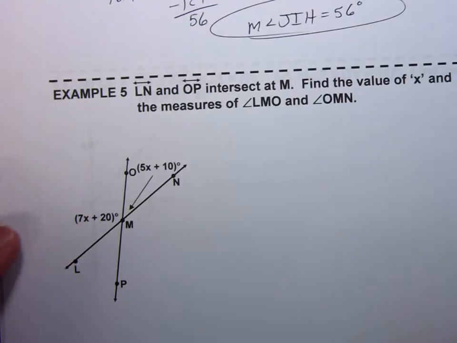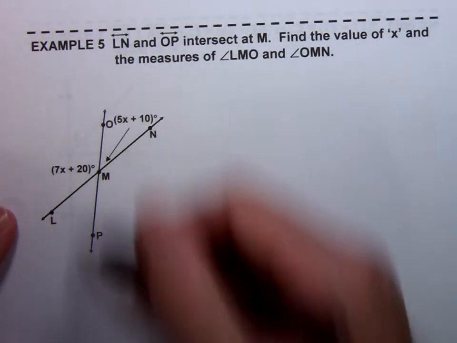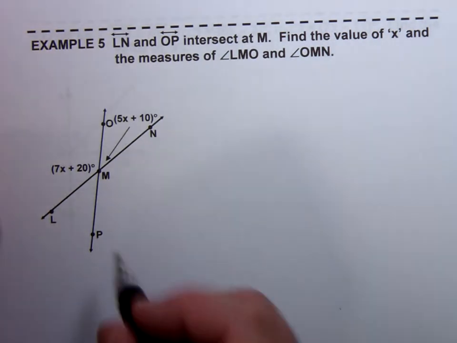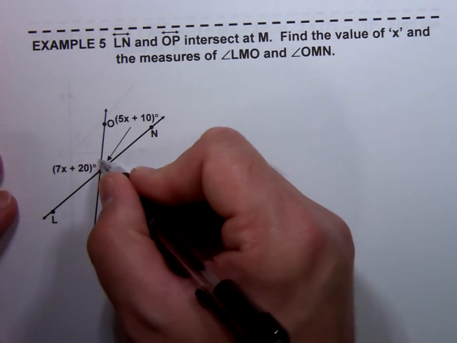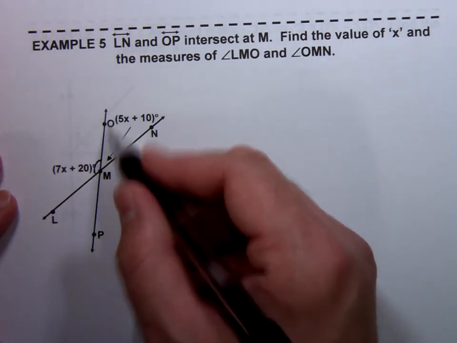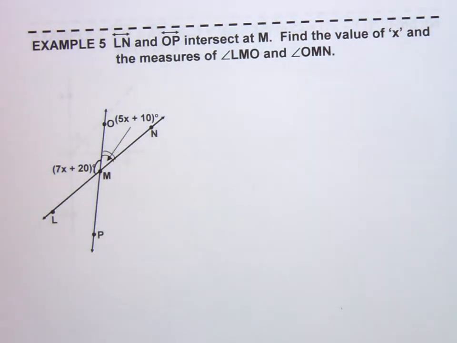Okay, example 5. Line LN and OP intersect at M. Find the value of x and the measure of angle LMO. We want to find this angle. And the measure of angle OMN, this angle. Alright, so first step, we've got to have an equation to solve for x.